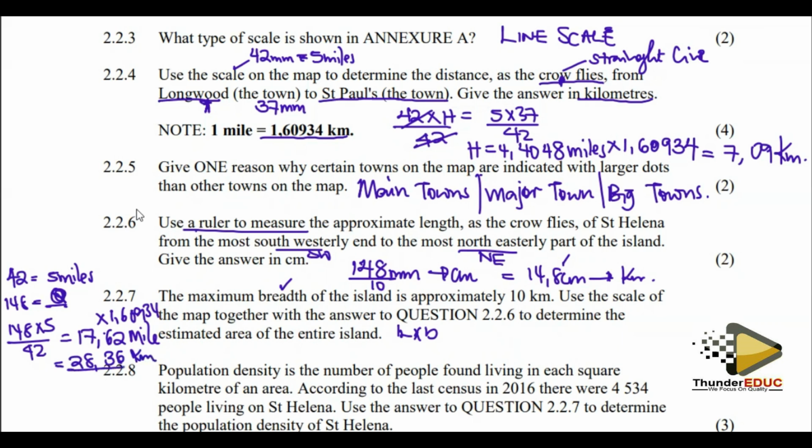So this is 28,3, and this one has a 10. So it will be 10 times 28,3, which became an estimation of 2 kilometers squared. I'm squaring because I'm looking at the area. So an estimation of 300 kilometers squared.